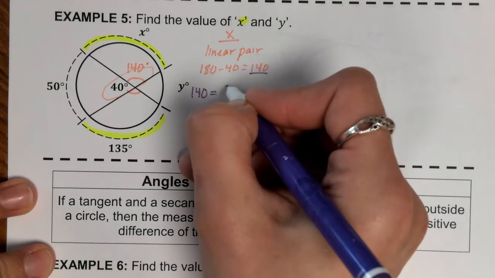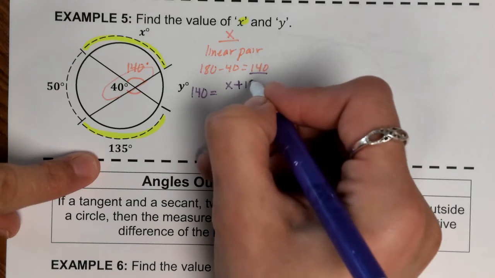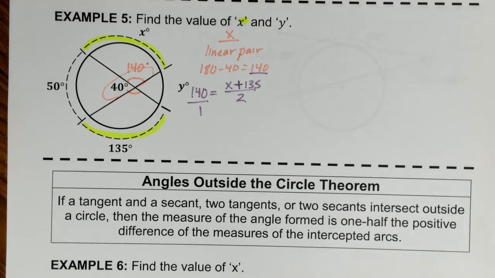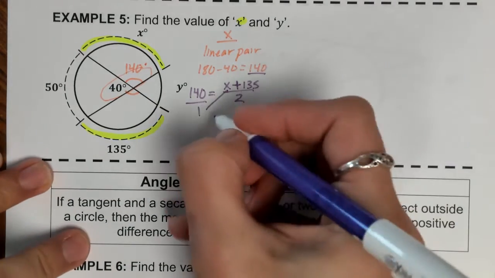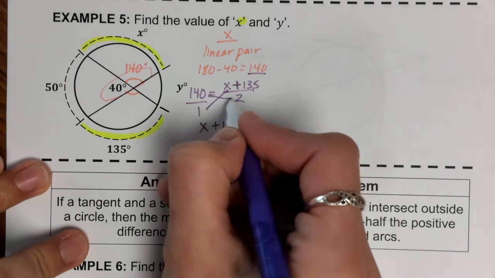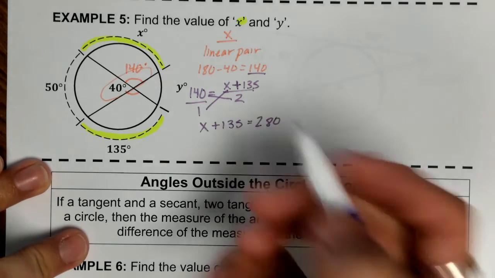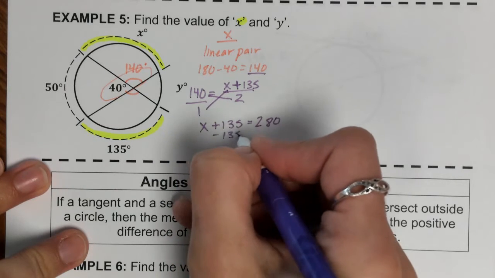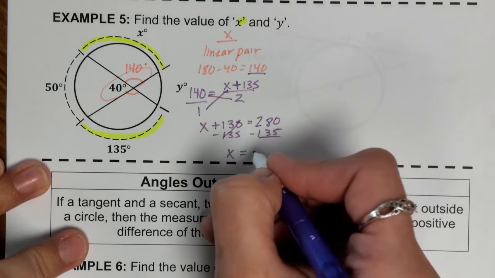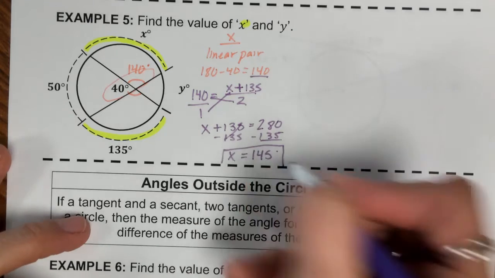We're going to set that equal to x plus 135 all over 2, and then do our cross products, cross multiply, and solve. So we just wind up with x plus 135 is equal to 140 times 2, which will give us 280. Okay, solve for x. We only have that one step to take. Subtract that 135, and then x will come out to 145 degrees. Okay, so there's your x.